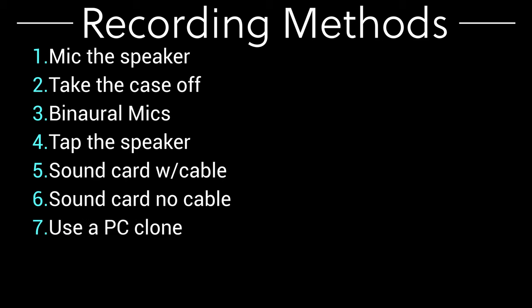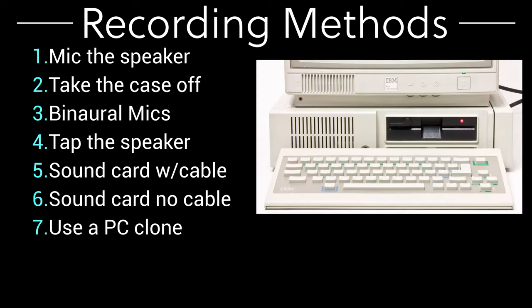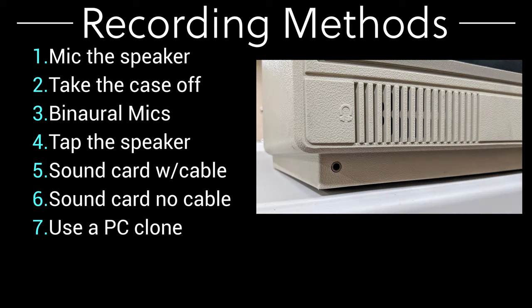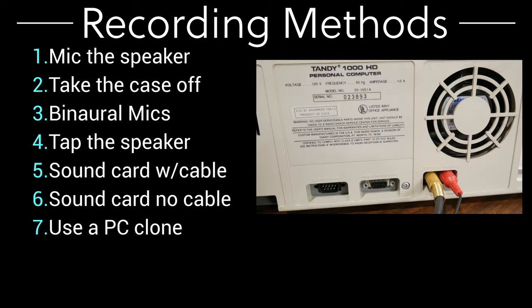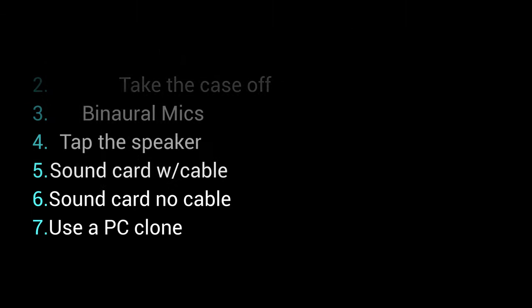Number 7. Abandon the IBM PC entirely and use another period-appropriate system that does have output jacks. That essentially limits us to the IBM PC Junior and the Tandy 1000, but we can't use the IBM PC Junior because the first 128K of RAM in the PC Junior is too slow, so that leaves us with the Tandy 1000. Will it produce the same results as a real IBM PC?